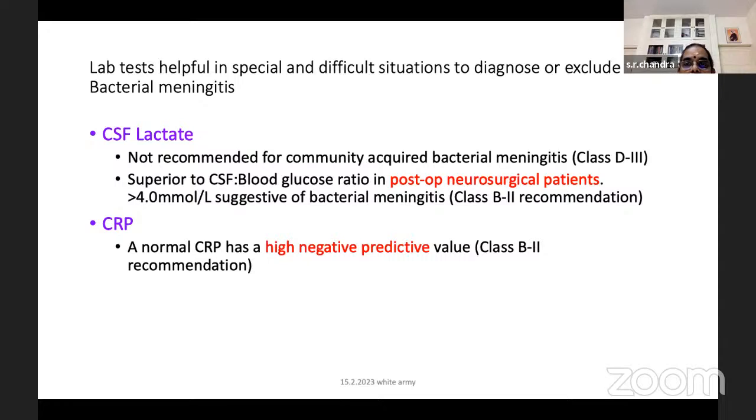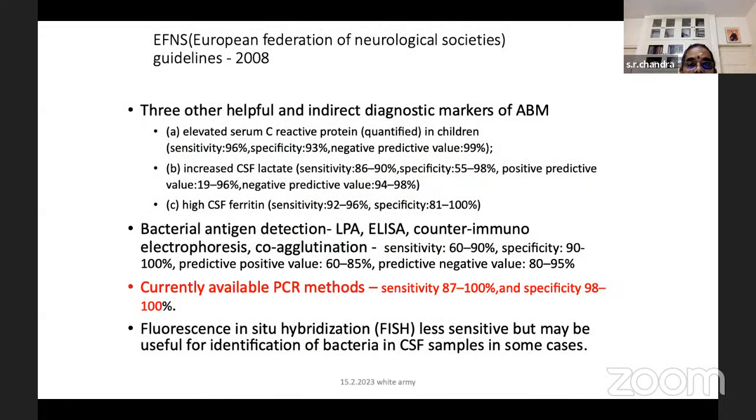And CSF lactate, this is also superior to CSF blood glucose ratio in post-operative neurosurgical patients. More than 4 millimoles per liter of lactate suggests bacterial meningitis and not viral meningitis. A normal CRP has a high negative predictive value. Normal CRP is not seen in bacterial meningitis. So if you see a normal CRP, it is probably viral and not bacterial. So this is how we finally confirmed that our case number 1 is viral.